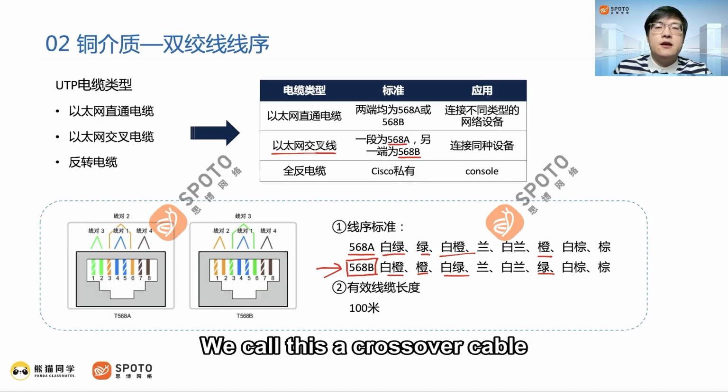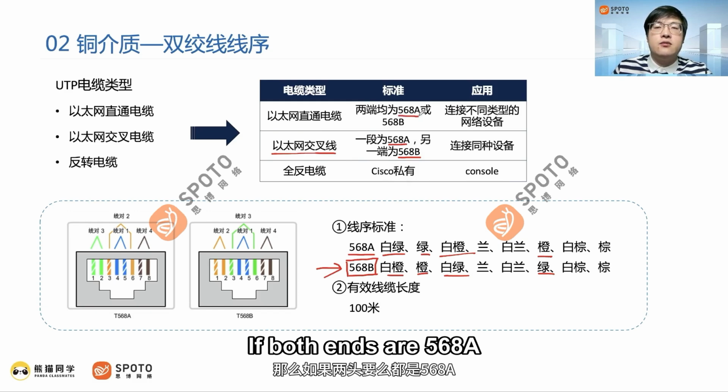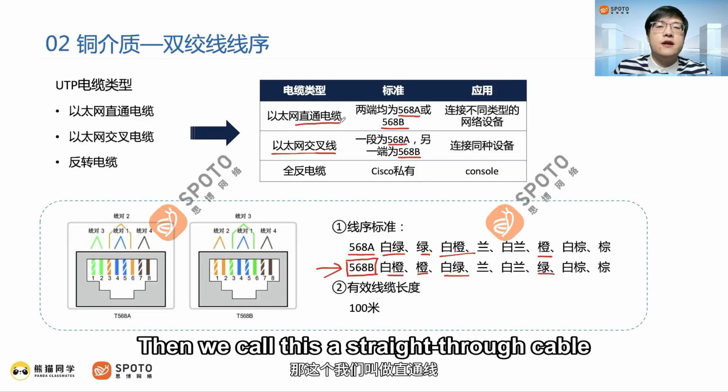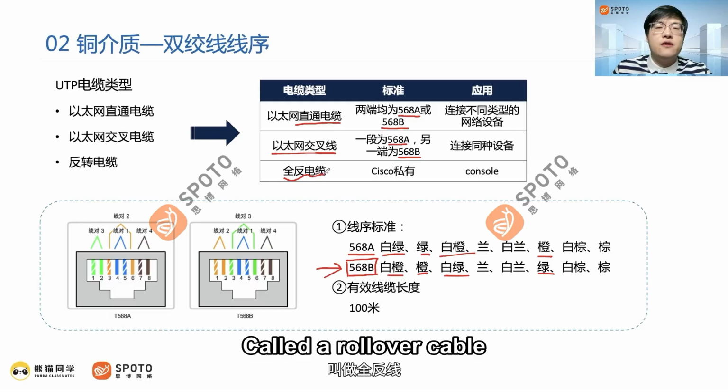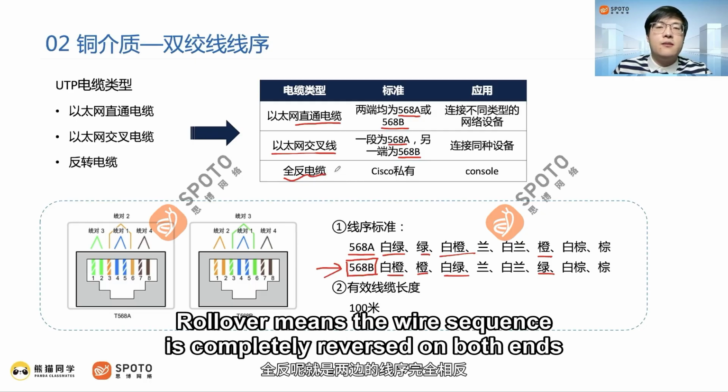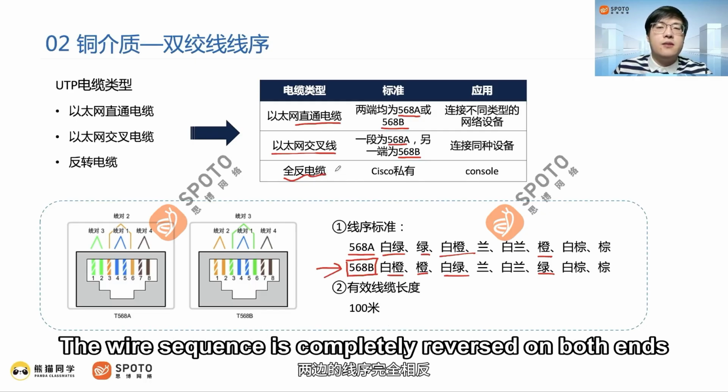We call this a crossover if one end is 568A and the other end is 568B. If both ends are 568A or both ends are 568B, then we call this a straight-through cable. Of course, there's a very special cable type called a rollover cable. Rollover means the wire sequence is completely reversed on both ends.